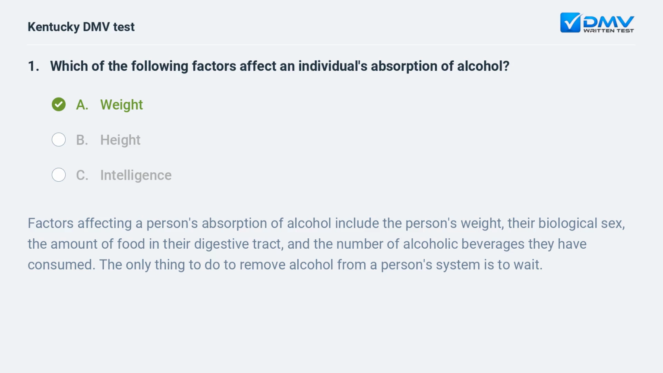A. Weight. Factors affecting a person's absorption of alcohol include the person's weight, their biological sex, the amount of food in their digestive tract, and the number of alcoholic beverages they have consumed. The only thing to do to remove alcohol from a person's system is to wait.